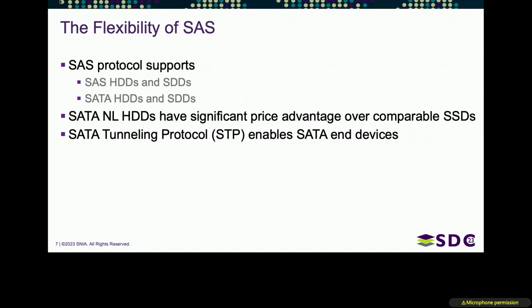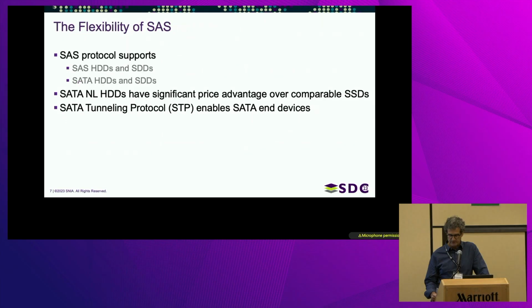Then there's the flexibility. The flexibility that the SAS protocol provides is important to the data center deployments, because it not only supports SAS HDDs and SAS SSDs, but also supports SATA HDDs and SSDs. And some of the recent investments and innovations in nearline storage, like SMR, like CDLs, and like DPOP, to mention just a couple, make a strong case for HDDs, and more specifically SATA nearline HDDs. SATA nearline HDDs today have about a 6x price advantage over comparable SSDs. So at the scale of some of these data centers, that starts to become very, very significant.